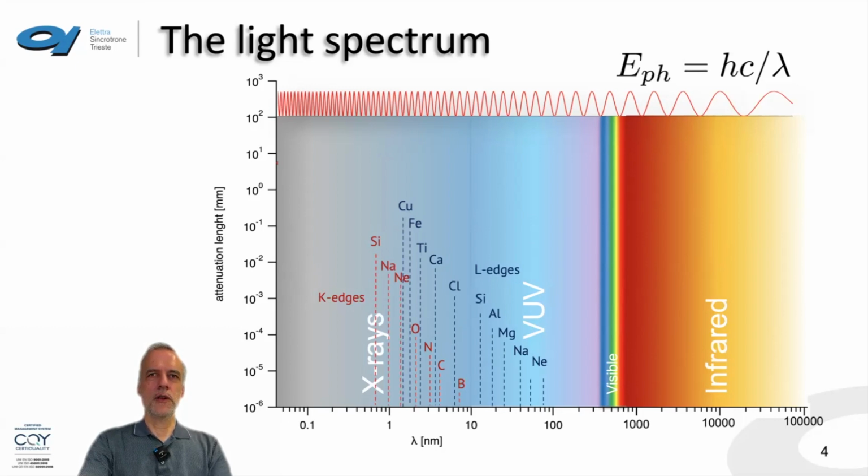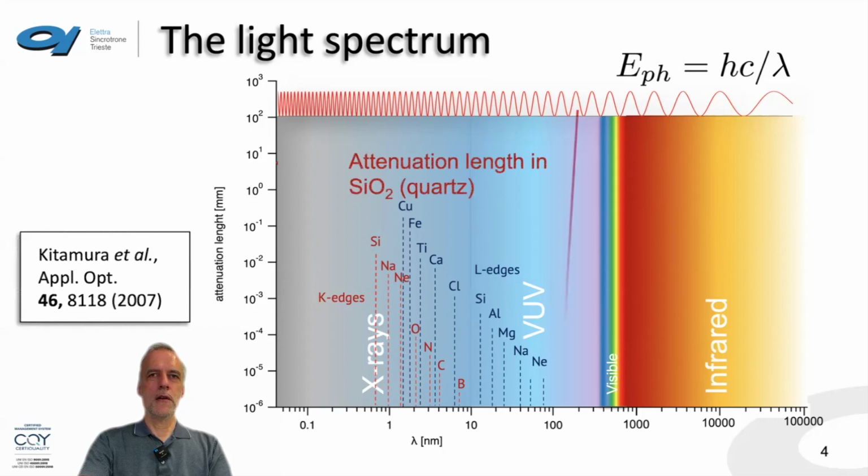The energy of a photon increases as its wavelength gets shorter. And when the photon energy becomes high enough, it can ionize atoms or molecules. This is interesting and useful, but it also means that matter will absorb the light. This is particularly relevant in the ultraviolet and X-ray regions, where a single photon carries enough energy to ionize matter. We show here the attenuation length of light in silica, which is an excellent optical material in the visible and near UV spectral range, not so much at the shorter wavelengths we are interested in.